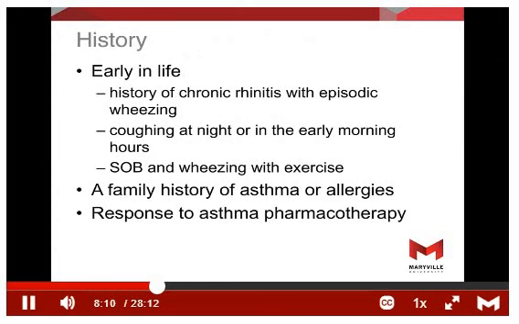History, early in life. A history of chronic rhinitis with episodic wheezing sometimes gets overlooked in children, and so they actually always had asthma, but it's not till adulthood that we realize it. Coughing at night or in the early morning hours, many times people just associate that with their allergies, or think, oh, that's just how I am, and don't realize that that's truly a sign of asthma. Shortness of breath and wheezing with exercise. A family history of asthma or allergies, and response to asthma pharmacology. How do they respond to albuterol? How do they respond if they ever get put on Qvar or Flovent?